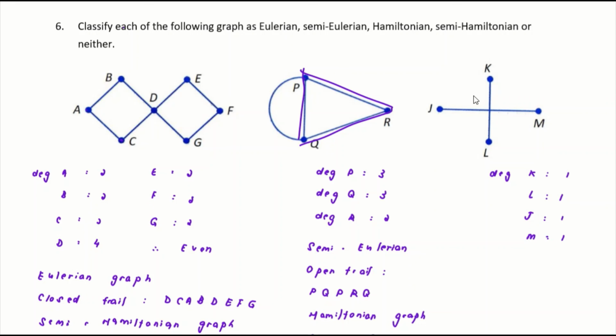Then now let's try to check Hamiltonian. Are you able to go through all the vertices? Are you able to create a path that goes through all the vertices? You can't. Because obviously you can see that this is a disconnected graph as well. Because this is one vertex, this is one edge, this is another edge. You can't reach K from JM. You also can't reach M from JL, from KL. So that's the idea. So in this case, it's neither.